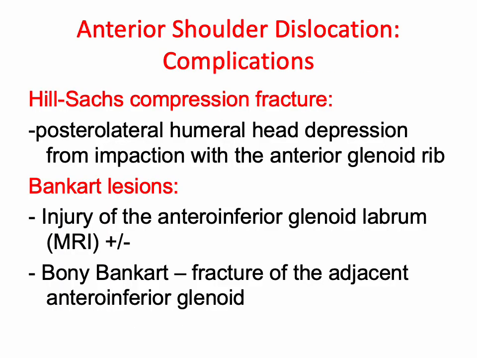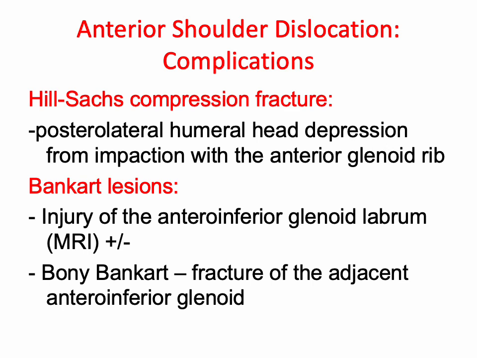So like I said, there are a couple of complications. A Hill-Sachs fracture is an impacted fracture of the posterolateral humeral head, where it impacts the anterior rim of the glenoid. A Bankart lesion is the corresponding injury to either the glenoid labrum or the glenoid itself, which is termed a Bony Bankart. Injury to the glenoid labrum, you need an MRI to see.